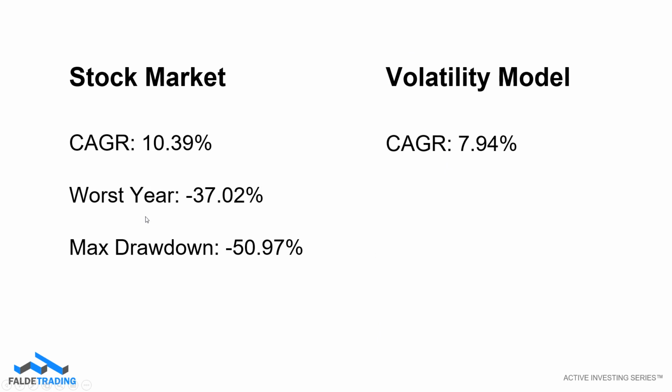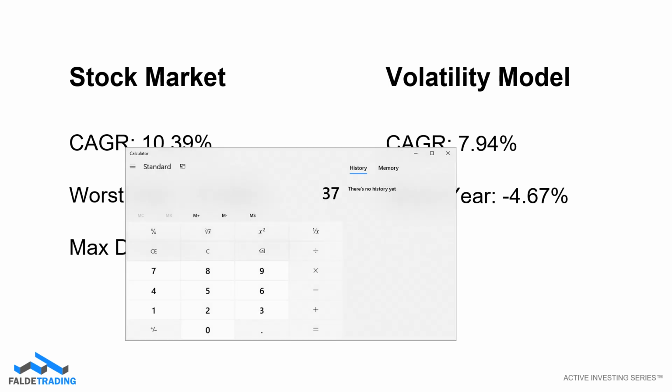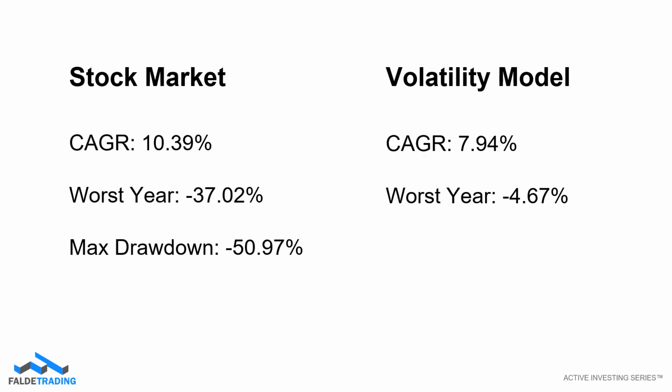Not a big difference. And the worst year, 4.67%. Only down 4.67%. That is a very big difference. 37 divided by 4.6. That's 8 times less risk. 8 times less risk on an annualized basis.